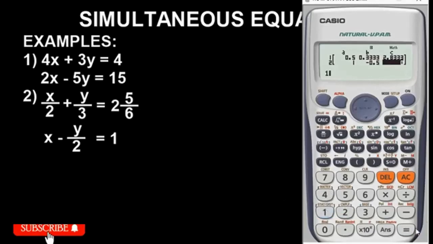Very, very simple. Okay, so having known that, let's press equal to now and get our values. So our x is 3, our y is what? 4. Very, very important. So as you can see, how we just did it, very, very simple.